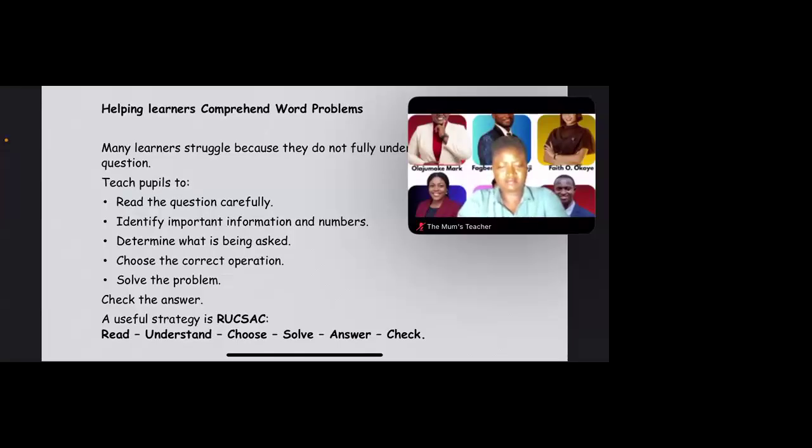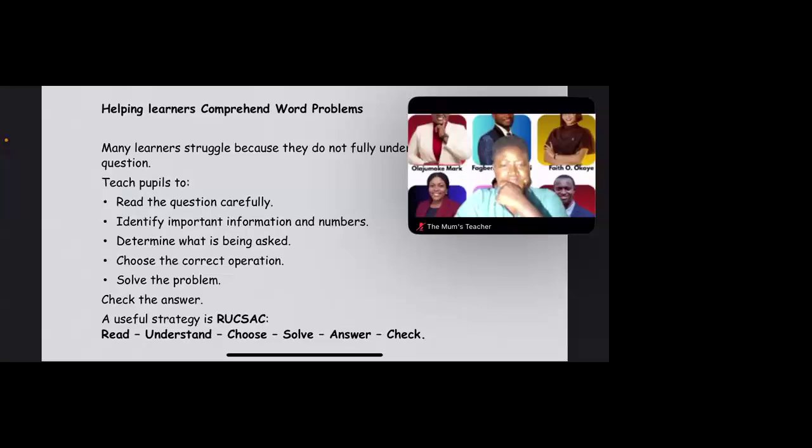I know that I need to first of all find the time interval. I can't just solve with 7 o'clock. I can't solve with 9 o'clock. And it will be meaningless to add 7 and 9 and say my time is 16 hours. So after they identify these important pieces of information and numbers, then they determine what is being asked. Let them read the questions as much as 5 times, if that's what it takes them to understand. After reading the question, if they've now determined what they are being asked, then it will be easier for them to choose the correct operation.